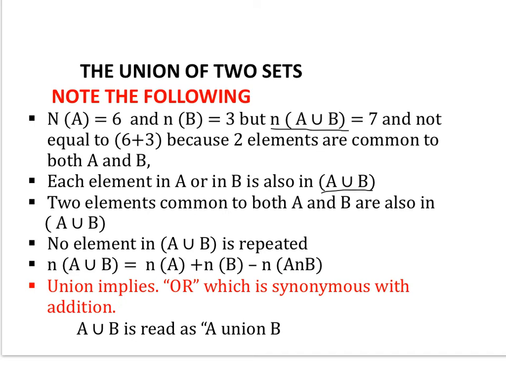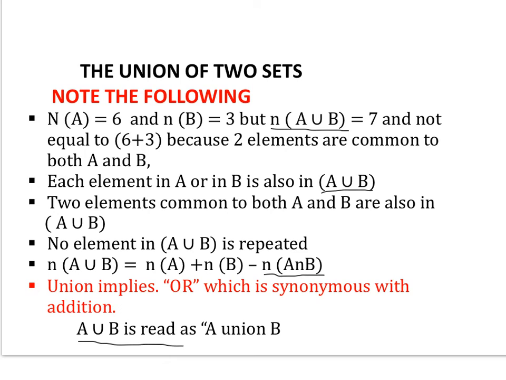Note that n(A union B), that is the number of A union B, is equal to the number of A plus the number of B minus the number of A intersection B. This is it, A intersection B, that is, those elements A and B have in common. You have to subtract it from the sum of the number of elements in A plus the number of elements in B. Union implies OR, which is synonymous with addition. That is why we add. But remember to subtract when there is an intersection between the two sets, that is, in a situation whereby the two sets have some elements in common.